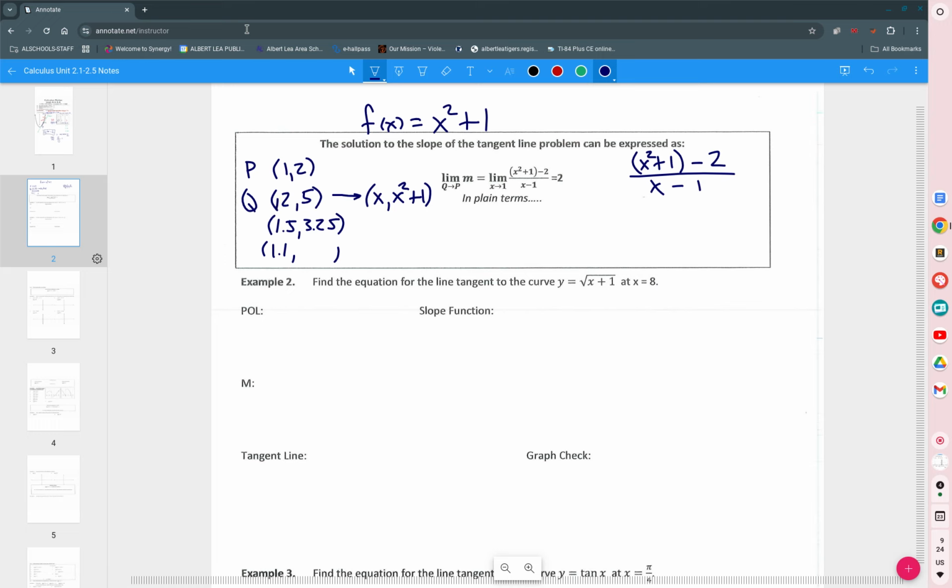The idea is as Q gets closer to P, or as our x values become closer to 1, as x gets closer to 1, the slope gets closer to 2. Okay, so in plain terms, as x gets closer to 1, the slope gets closer to 2. And that's how we're determining the slope of a line that's tangent.